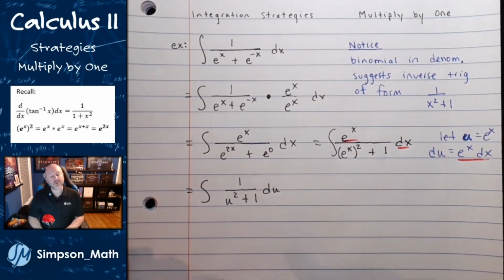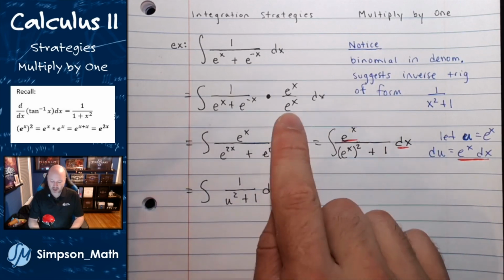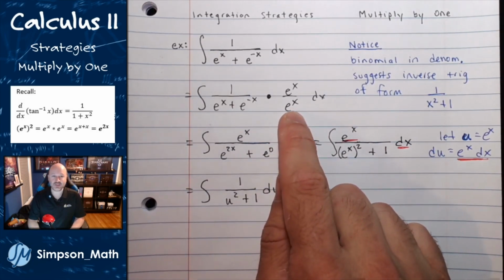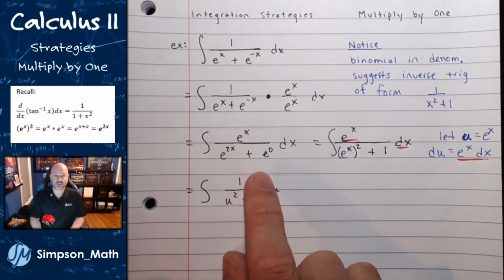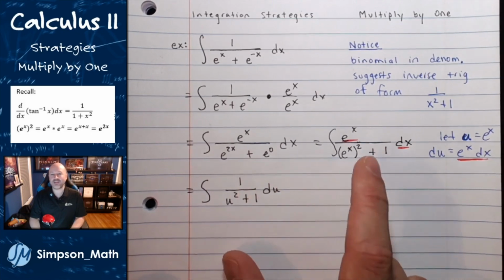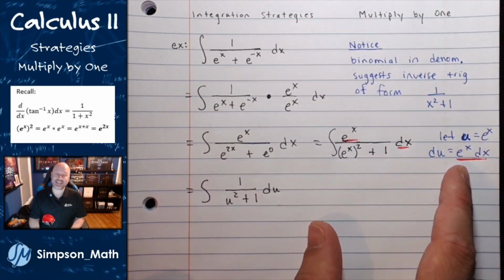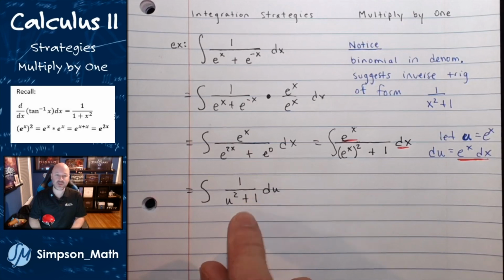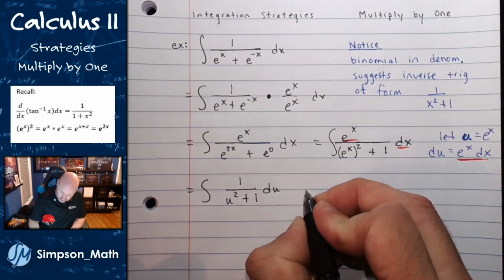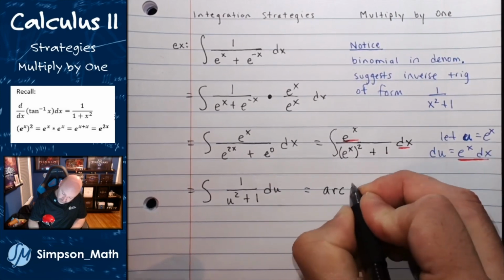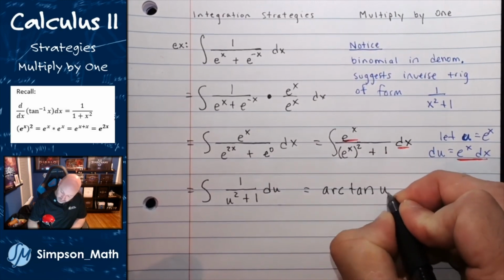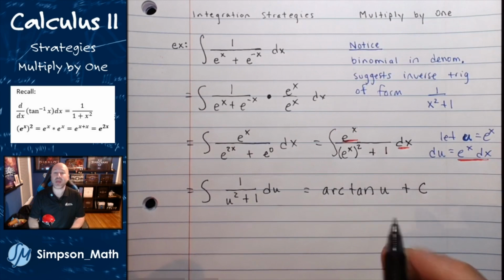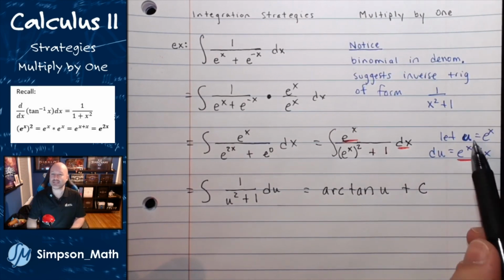All right, so again, just multiplied by a form of 1. It doesn't change the function. It just kind of changes what it looks like. And in this form, u substitution works nicely. And now I know what the integral of this is. This is arctangent of u. And u was e to the x.